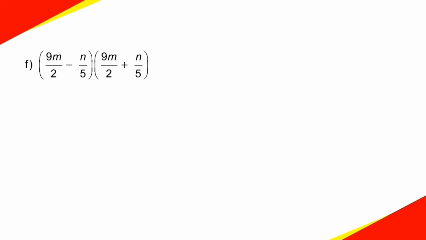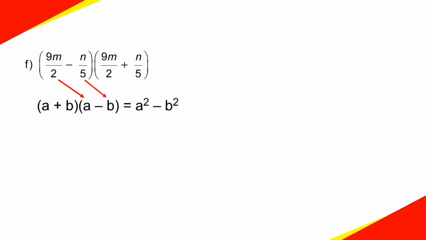Next option, that is (9m/2 - n/5) into (9m/2 + n/5). It is in the form of, can anyone say? Right, that is your next identity, that is (a + b) into (a - b) is equal to a square minus b square. Now once we compare it, what can we get as the a value? a is equal to 9m by 2. What is the value of b now? Right, that is n by 5.